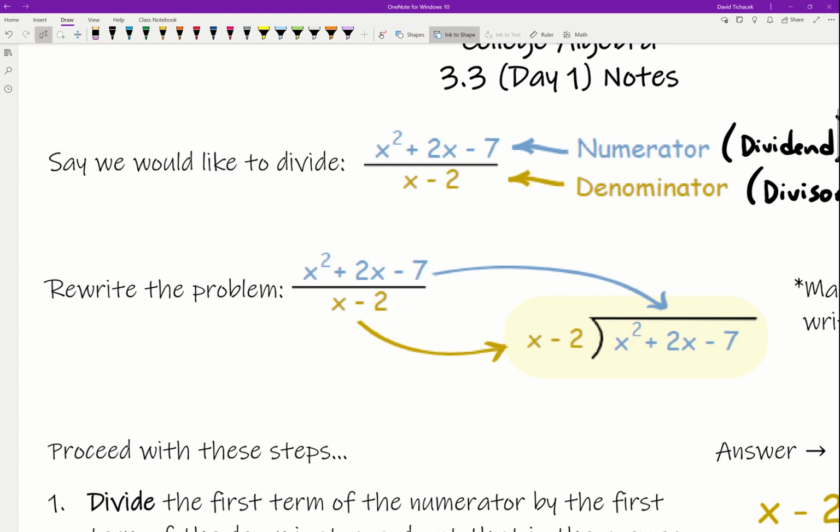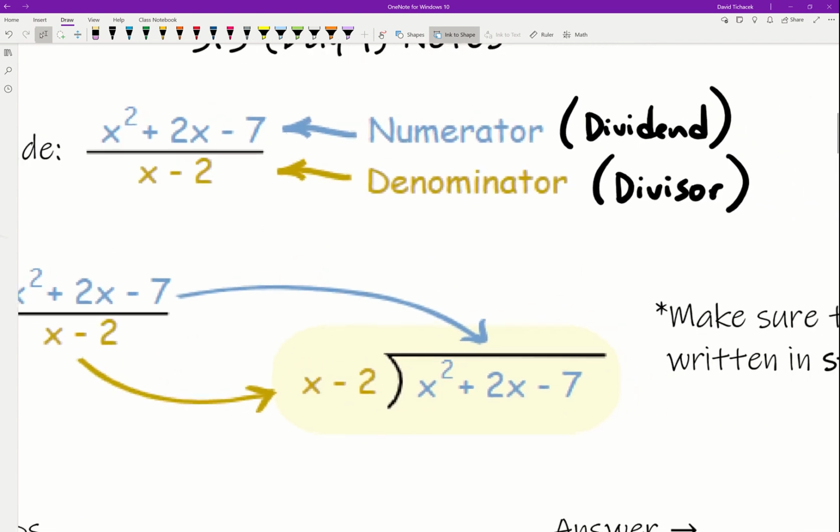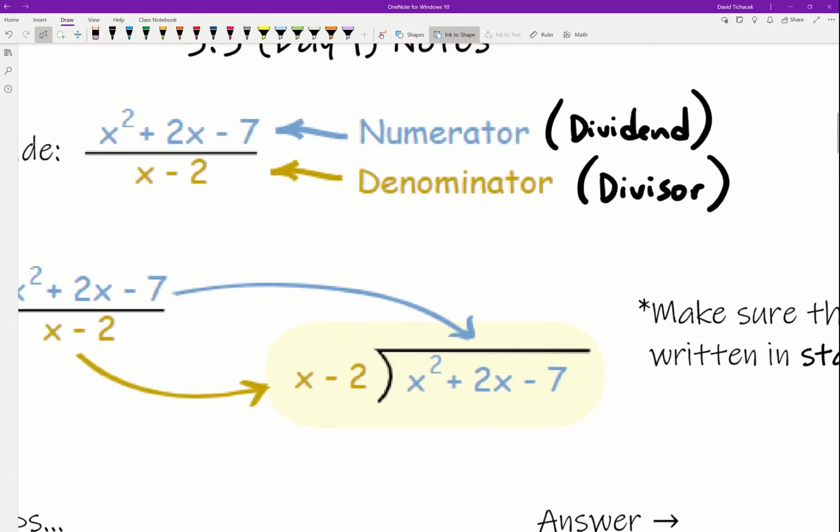So say we want to go ahead and divide these two polynomials right here. So I've got x squared plus 2x minus 7, and then I've got this separate polynomial x minus 2. If I want to divide the two, which you can see there is basically written as a fraction. Anytime you see a fraction, that fraction bar is basically just division. We can go ahead and say that the numerator and the denominator there, we can give those some names more according to the actual division problem.